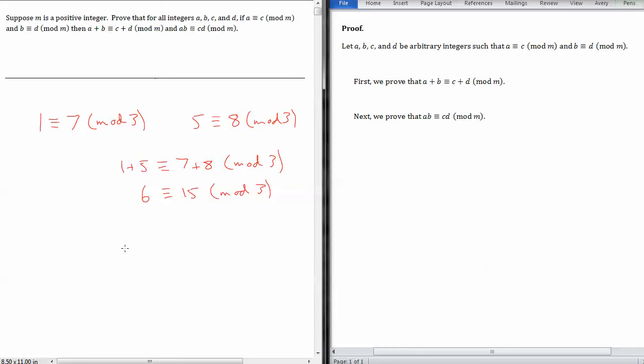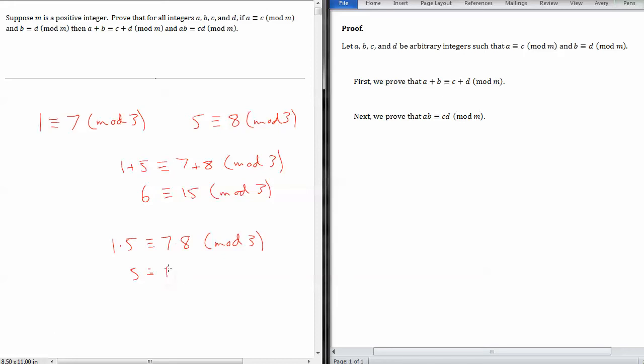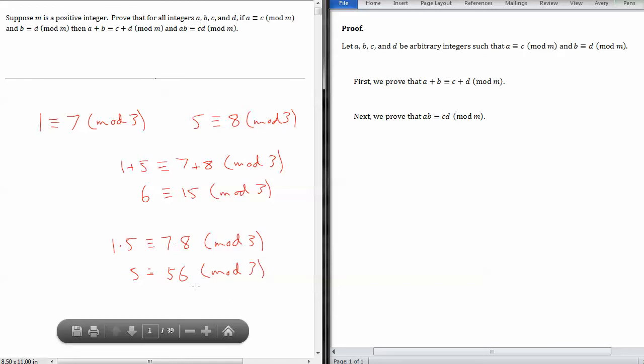All right, then what about this multiplication one? Well, that would be 1 times 5 should be congruent to 7 times 8 mod 3. This one might not be quite as clear as the first one, maybe a little more surprising, but it still works. In this case, it says that 5 is congruent to 56 mod 3. And the difference between those is 51, which is 17 times 3. So that's a true statement.